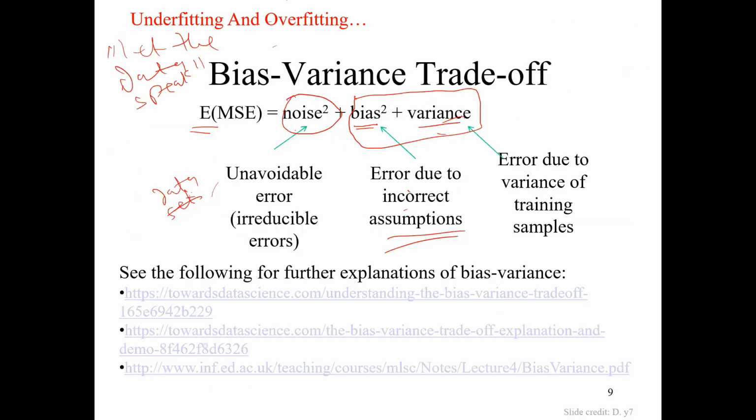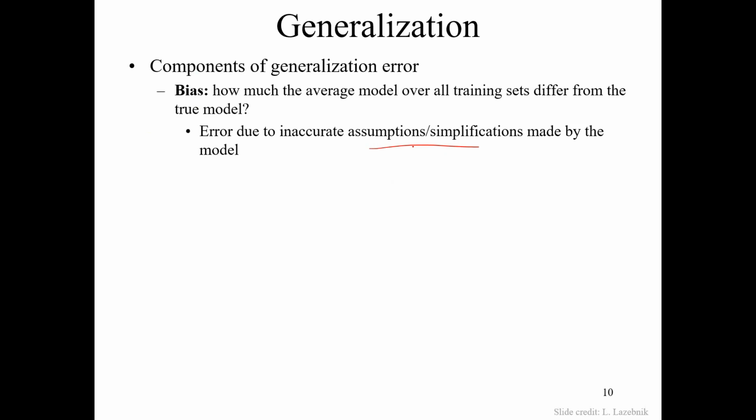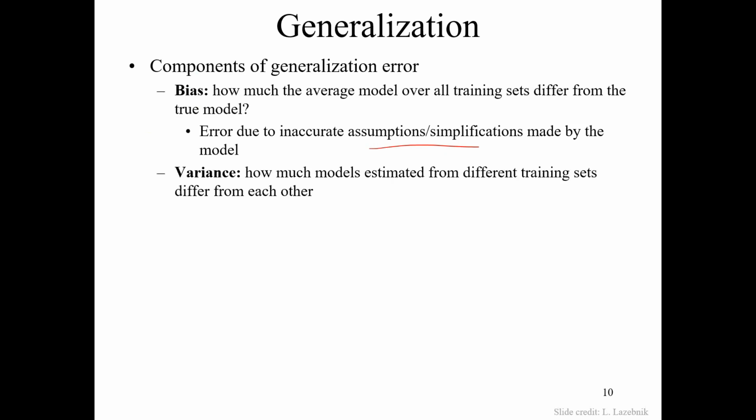Now, having said that, we turn to the components of generalization error. We have the bias, which is how much the average model over all training sets differs from the true model. This is error due to inaccurate assumptions or simplifications made by the model. I'll show a graphical representation of this to make it easier. While the variance is how much models estimated from different training sets differ from each other.